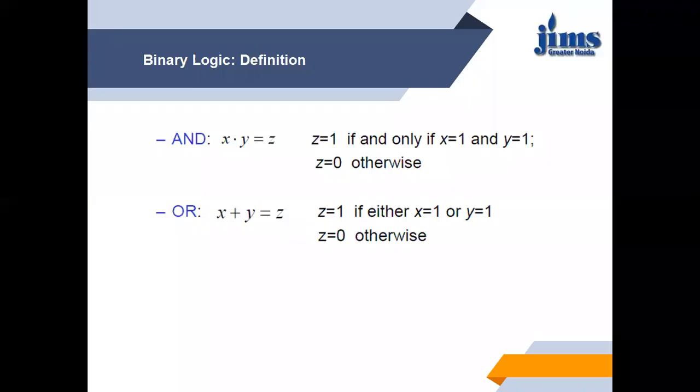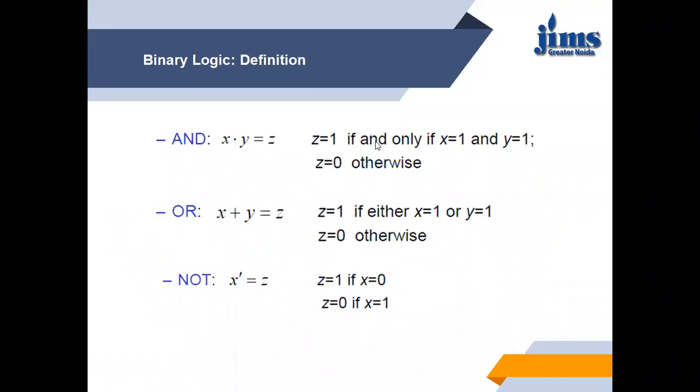Another operation is the OR operation, denoted by a plus sign. So X plus Y is read as X or Y. Again, X and Y here are input variables and Z is the output variable. We define the output Z equals 1 if either X or Y equals 1, meaning if any one of X or Y is 1, the output is true. Otherwise, the output is 0.